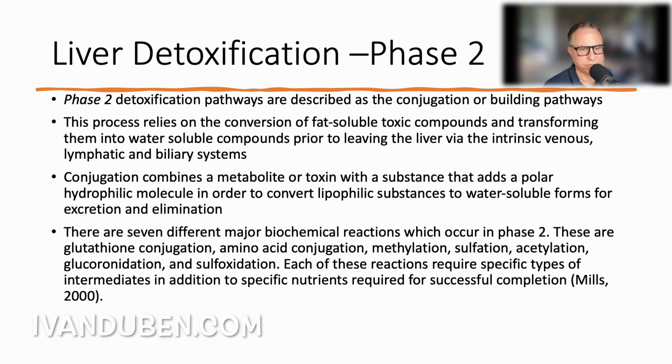There are 7 different major biochemical reactions which occur in phase 2. These are glutathione conjugation, amino acid conjugation, methylation, sulfation, acetylation, glucuronidation, and sulfooxidation. Each of these reactions requires specific types of intermediates in addition to specific nutrients required for successful completion. Those are essentially the detox pathways.